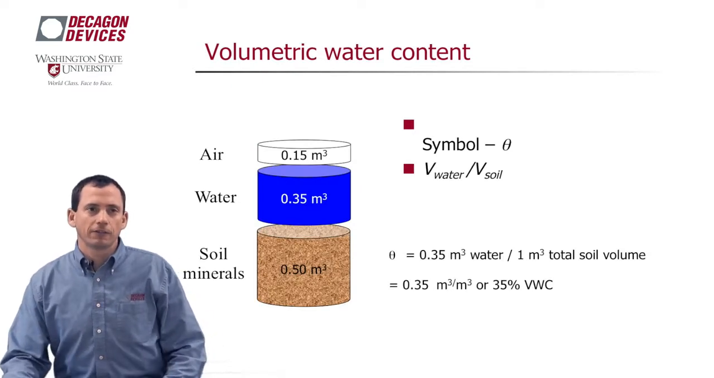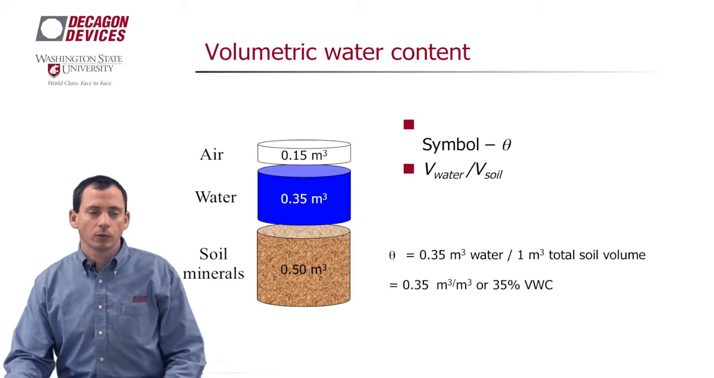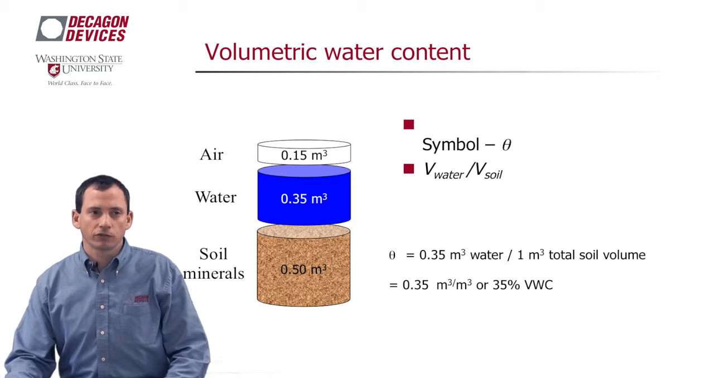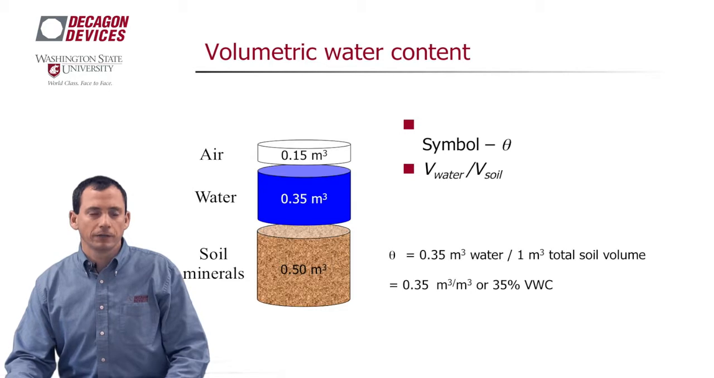So first of all, let's define volumetric water content. Volumetric water content, or volumetric soil moisture, is simply the volume of water contained in a total volume of soil. So in this little picture you see here, we have 1 cubic meter of soil. In a typical mineral soil, maybe half of that, or 0.5 cubic meters, is your soil mineral component. In this case, it's a pretty moist soil, so about 0.35 cubic meters is water, and then the remainder, about 0.15 cubic meters, is air.